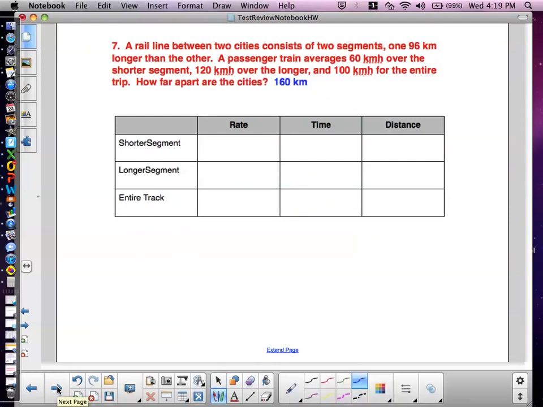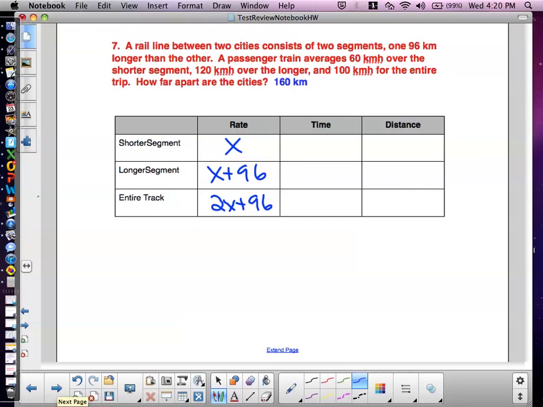So here I have a rail line between two cities, and you're going to end up with a rational equation to solve to get to the answer for this one as well. So the shorter segment, I will let it be x. The longer segment is 96 kilometers longer than the shorter segment, so that's x plus 96. And then the total track would consist of the short segment plus the long segment, so it's 2x plus 96, representing the entire track.